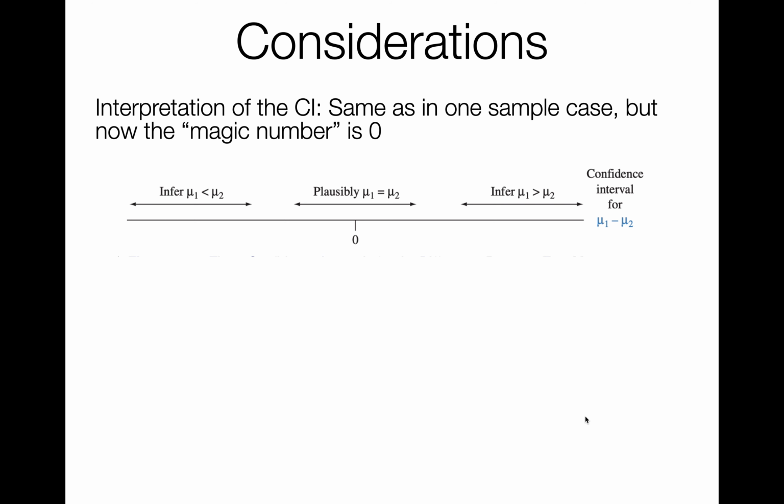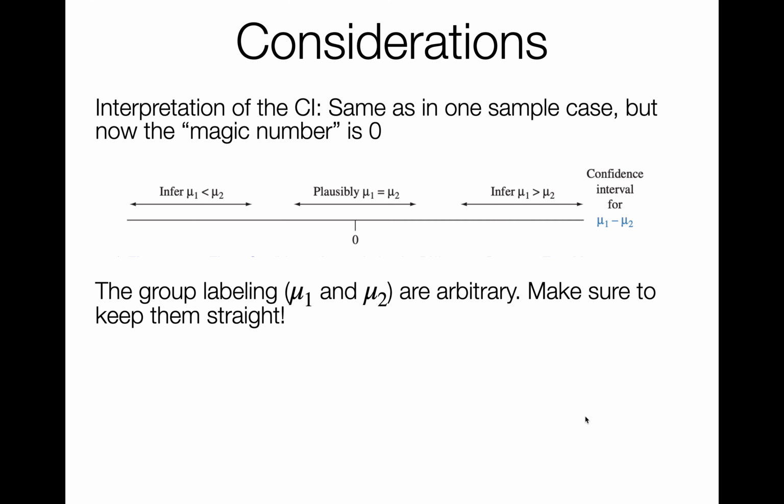If all of the numbers in a confidence interval are negative, then that infers that the first mean, mu1, is less than mu2. If 0 is contained in the interval, then that says there's no difference between the two. And if it is greater than 0, then that infers that mu1 is greater than mu2. So keep that in mind when we do the interpretation.